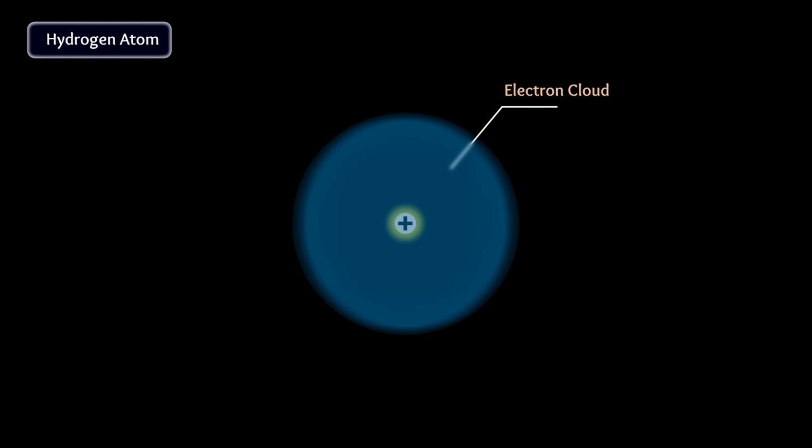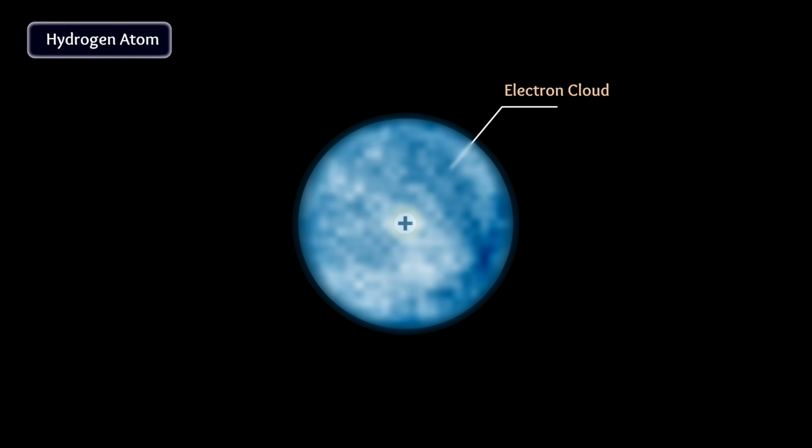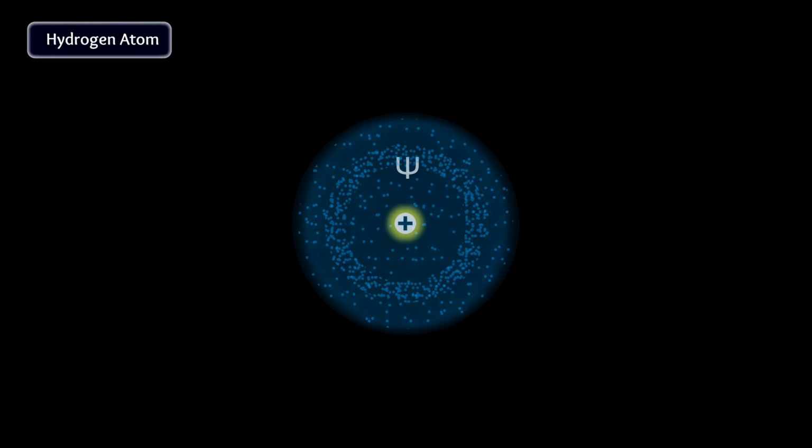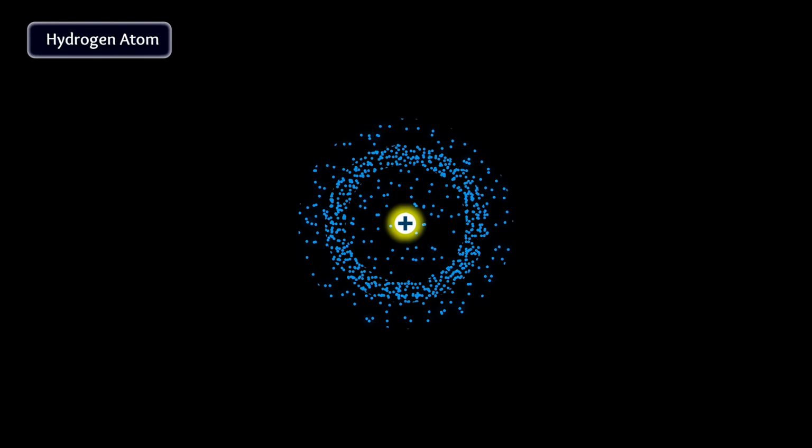It's important to note that these electron clouds are not like classical gas clouds. They are representations of the wave function. Within this electron cloud, the electron can theoretically be detected anywhere within its wave function. However, the electron is most likely to be found in specific regions.